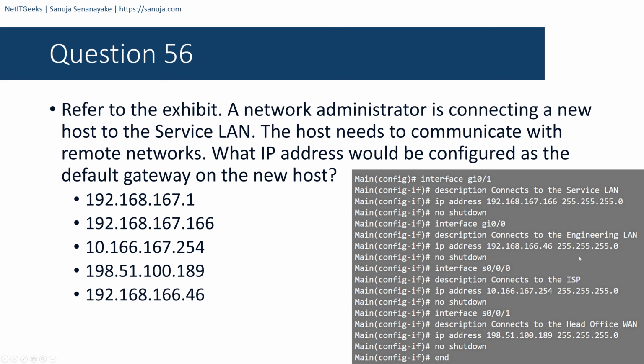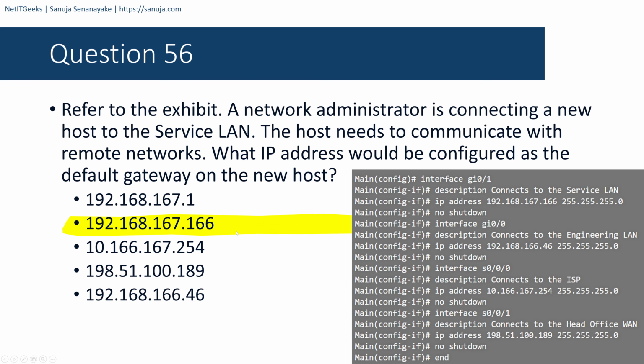If you look at this screenshot on the bottom right hand corner, service LAN is right here. And the IP address of the gigabit 0/1, or Gi0/1, on the service LAN is 192.168.167.166 with the subnet mask 255.255.255.0. So that means this gigabit port has this IP address, and this IP address has to be used by any device that is connecting to service LAN. So in here the answer should be 192.168.167.166. So the answer is B, or the second answer.